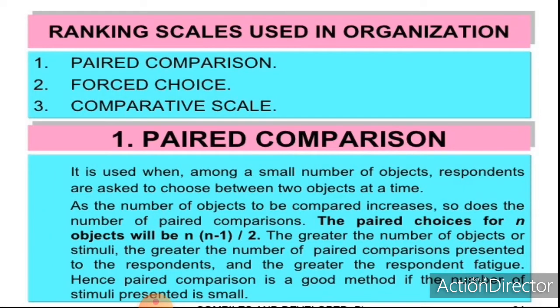Now there are mainly three approaches of ranking scales. They are paired comparison, forced choice and comparative scale. So take the first approach, that is paired comparison. Under this method, the respondent can express his attitude by making a choice between two objects. For example, a choice between a new flavor of a soft drink or an established brand of a product. The greater the number of objects, the greater the number of paired comparisons presented to the respondents. So, it will enhance the fatigue of the respondents. So, paired comparison is good when the number of stimuli or objects is small.